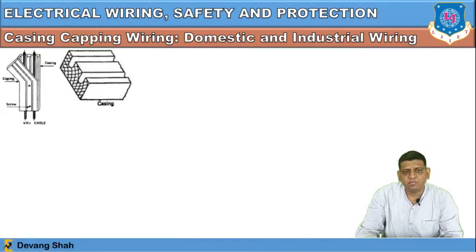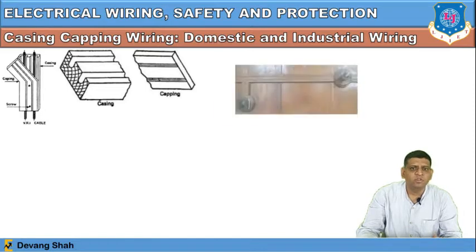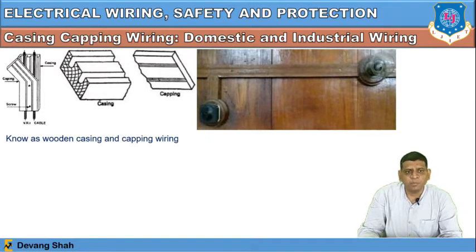The casing is the base part, and over that you have a capping, both made of wood. You can see the picture of this casing capping type wiring, showing how wiring can be done in a household application, in domestic wiring or industrial wiring. You can see this kind of wiring in some heritage homes, known as wooden casing and capping wiring.